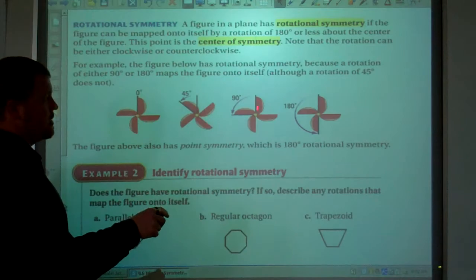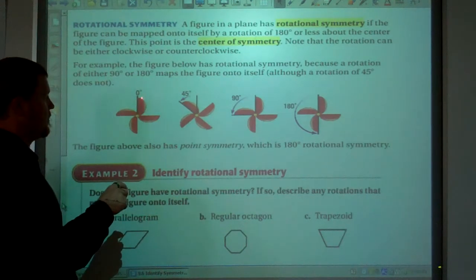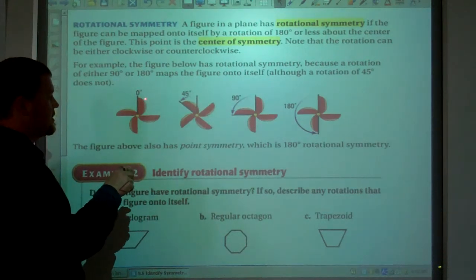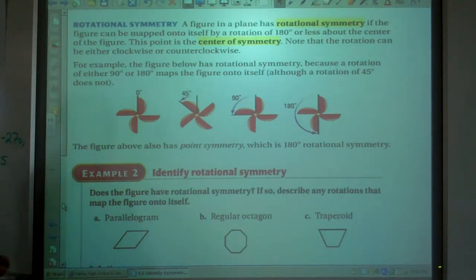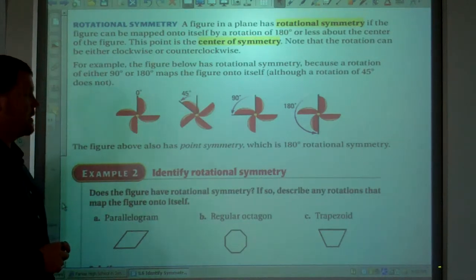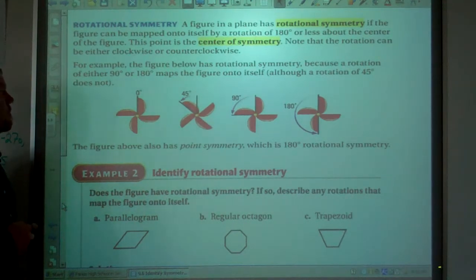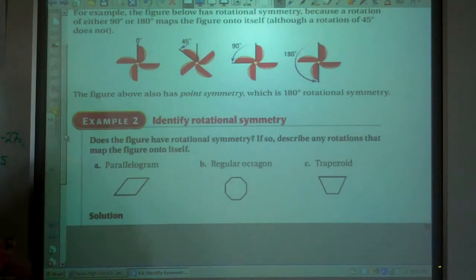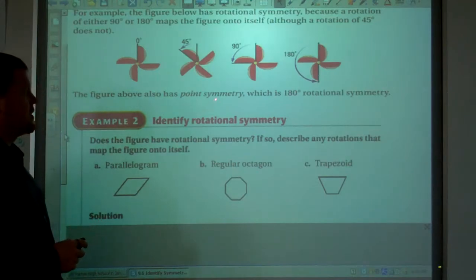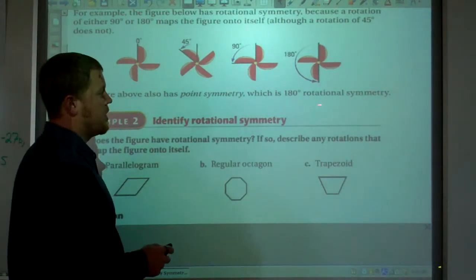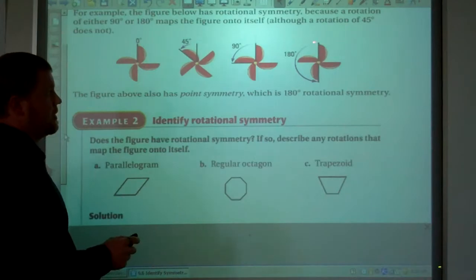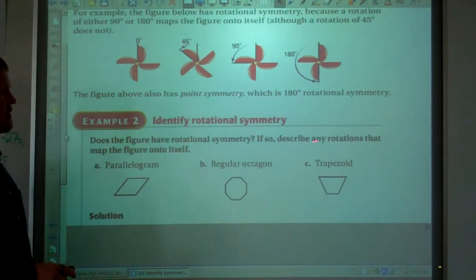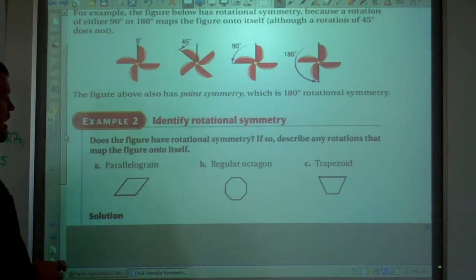But if you go 90 degrees from the original here, that is a mapping, as well as 180. If I take this and rotate 180 degrees, that would map it as well. The figure above also has a point of symmetry, which is 180 degrees rotational symmetry. Now, does the figure have rotational symmetry? If so, describe any rotations that map the figure onto itself.